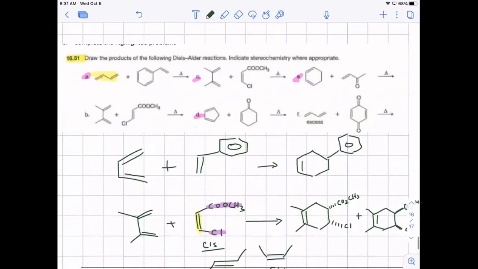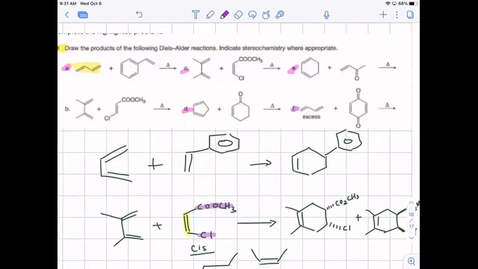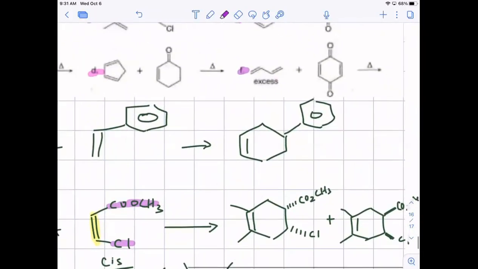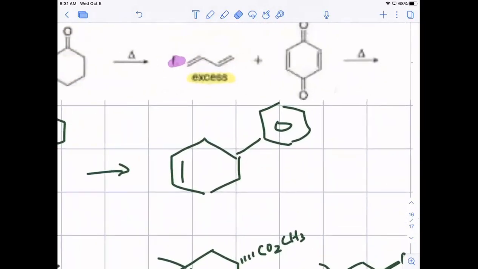All right, before we do D and E, I want to look at F. F is an interesting problem because here it says excess. You've got excess diene, and then you have a dienophile that actually has an alkene on each side.